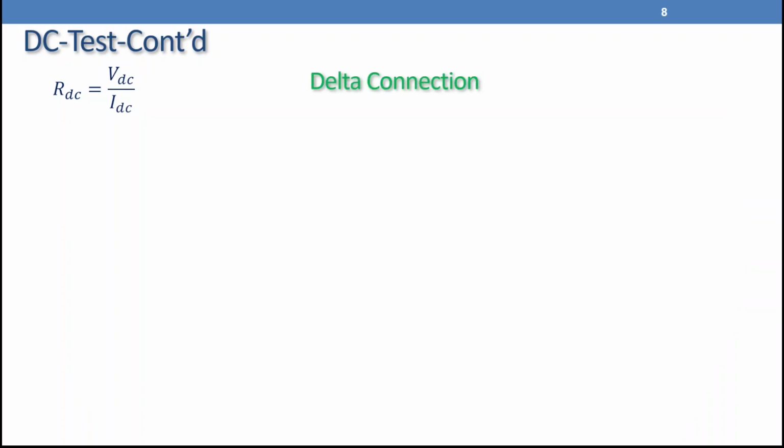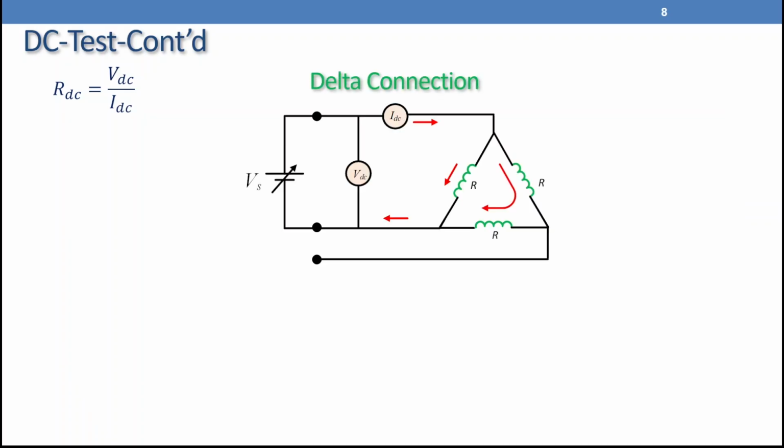What about the delta connection? In the delta connection, we are going to connect the DC source between two of the phases A and B, while phase C is not connected to anything.